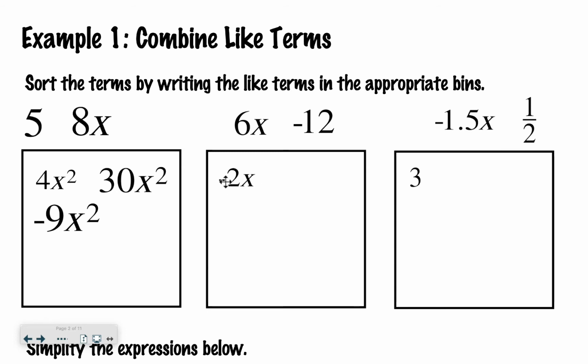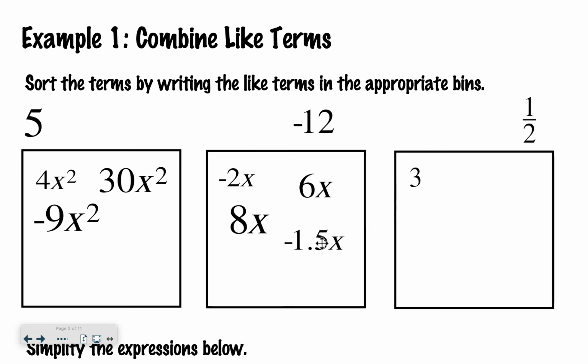Then this next one, I have negative 2x. Okay, so I'm looking for anything with an x. So 5 doesn't have an x, but 8x has an x, 6x, and negative 1.5x. Okay, so I'm going a little quickly through this because we've already spent a couple of days on this idea. Then I have a regular 3 here, so any other regular numbers are going to go in this bin, just like that.